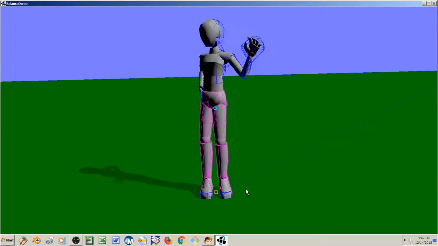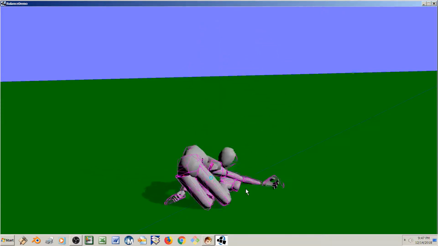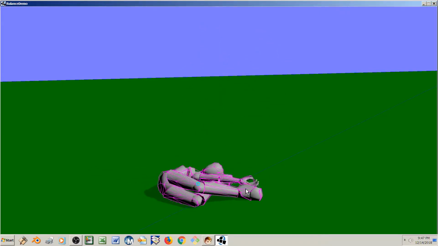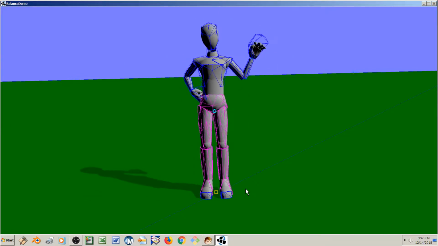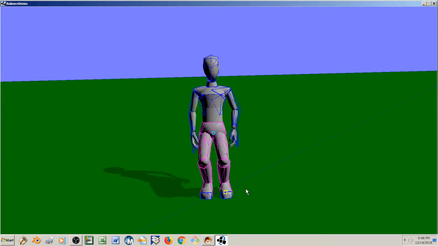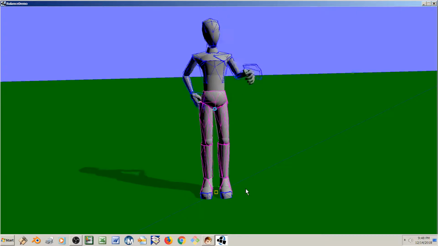Here's the puppet model doing her wave. There's a ragdoll, standing again, squatting down, leaning, standing and leaning.